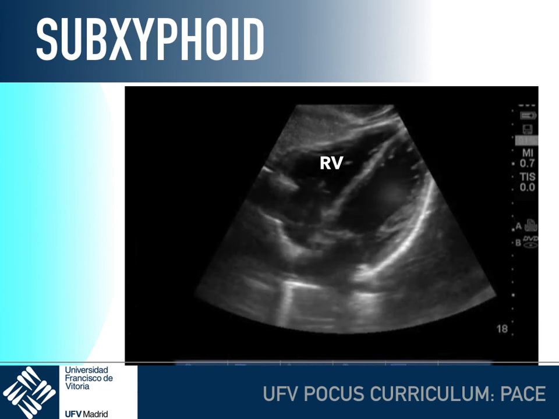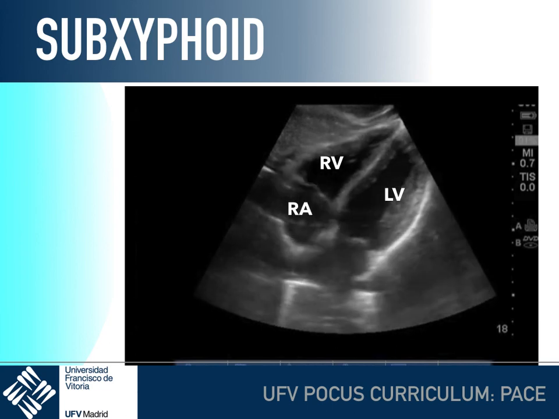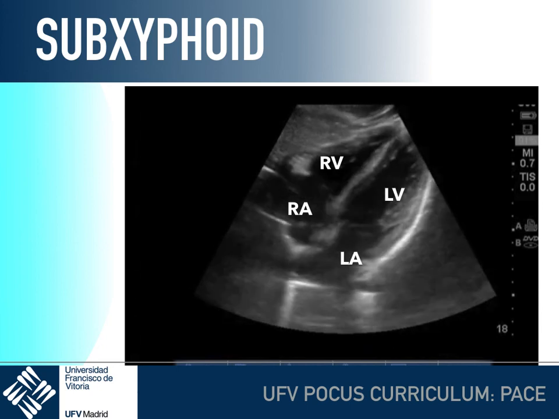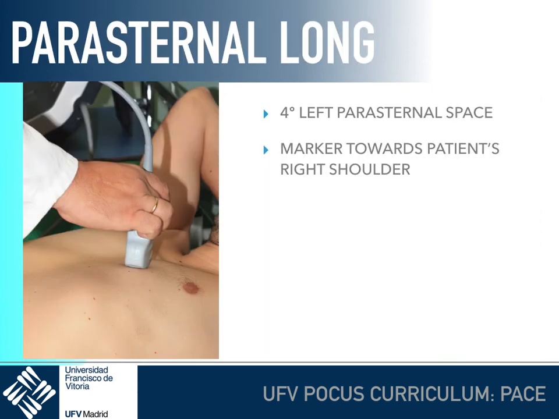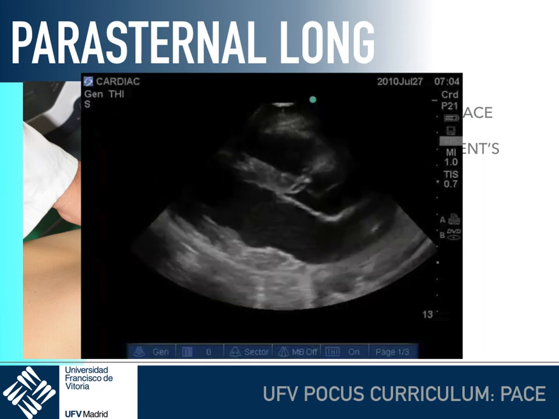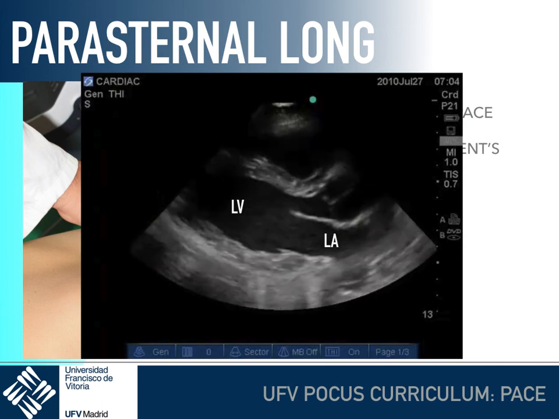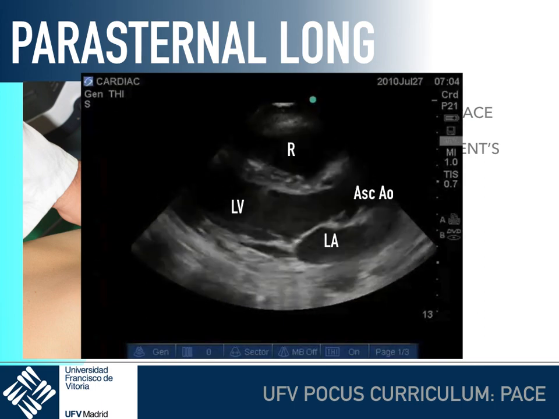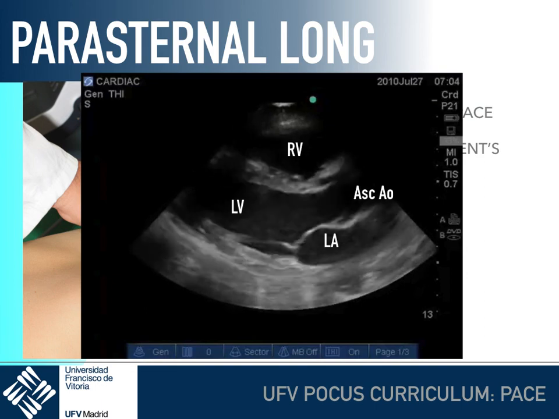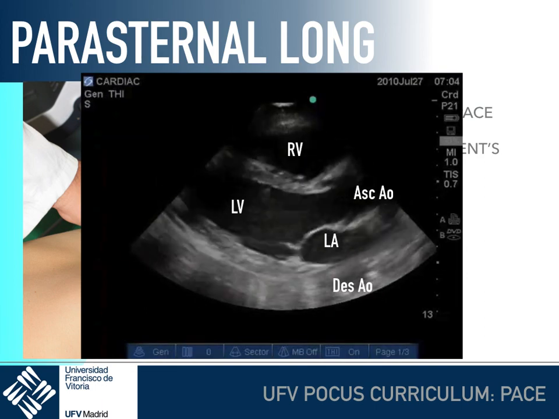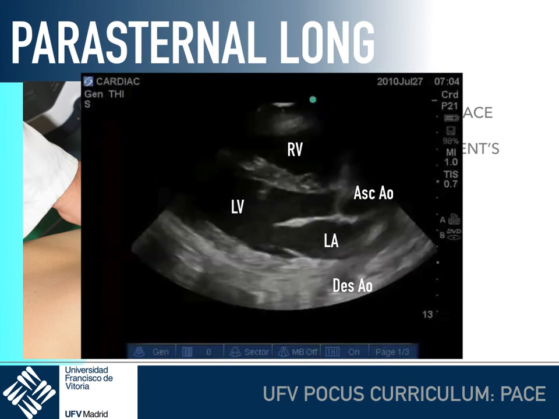In this view, this is the right ventricle, which is on top, left ventricle, right atrium, and left atrium. For assessing in the parasternal long axis, we need to place the probe in the fourth left parasternal space with the marker towards the patient's right shoulder, orientated in the theoretical long axis of the heart. And this is the typical image with the left atrium, mitral valve in the middle, left ventricle, ascending aorta, right ventricle on top, more anterior, and this is the descending aorta.